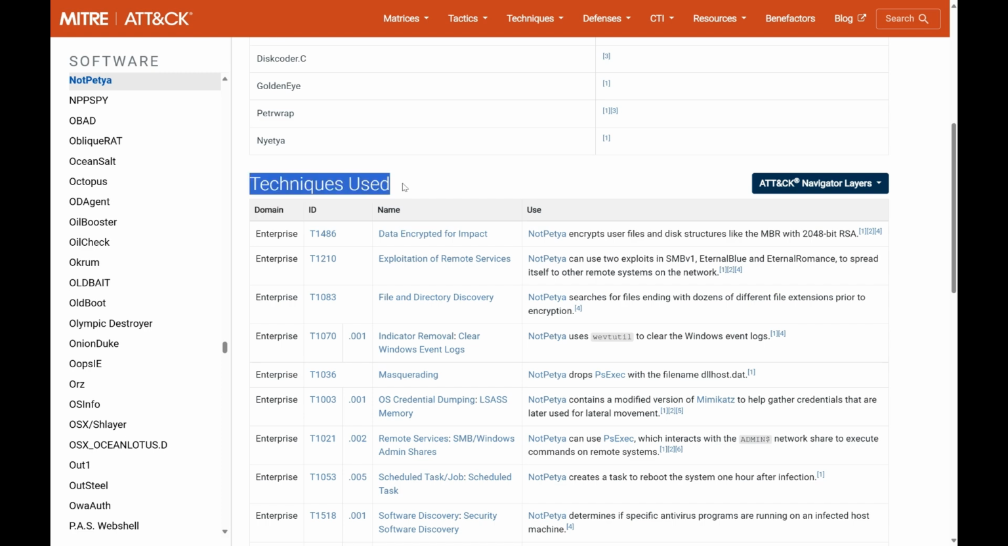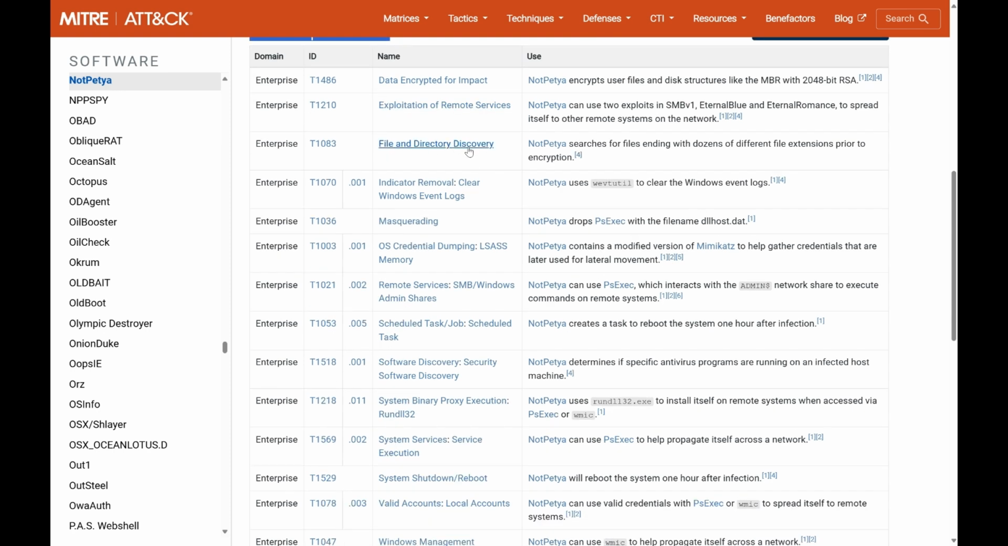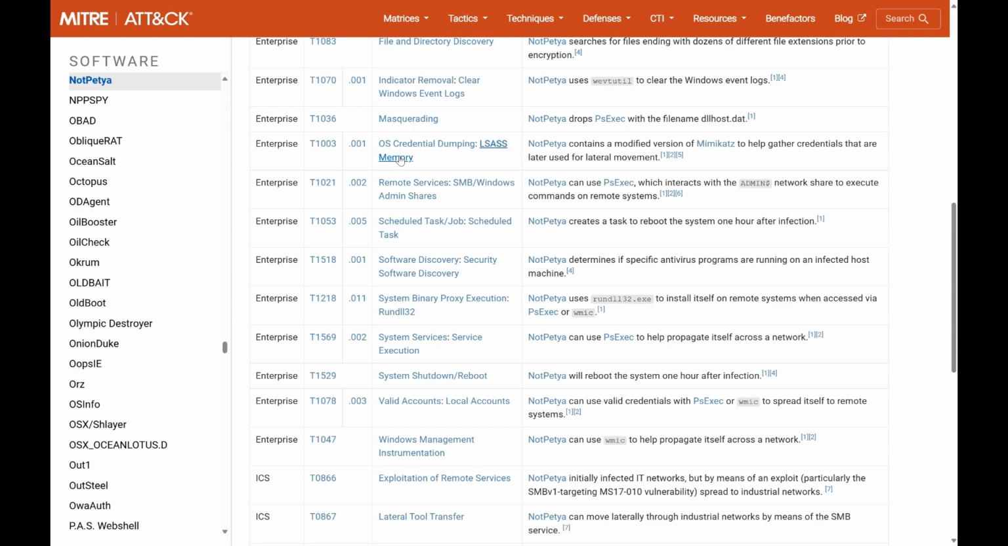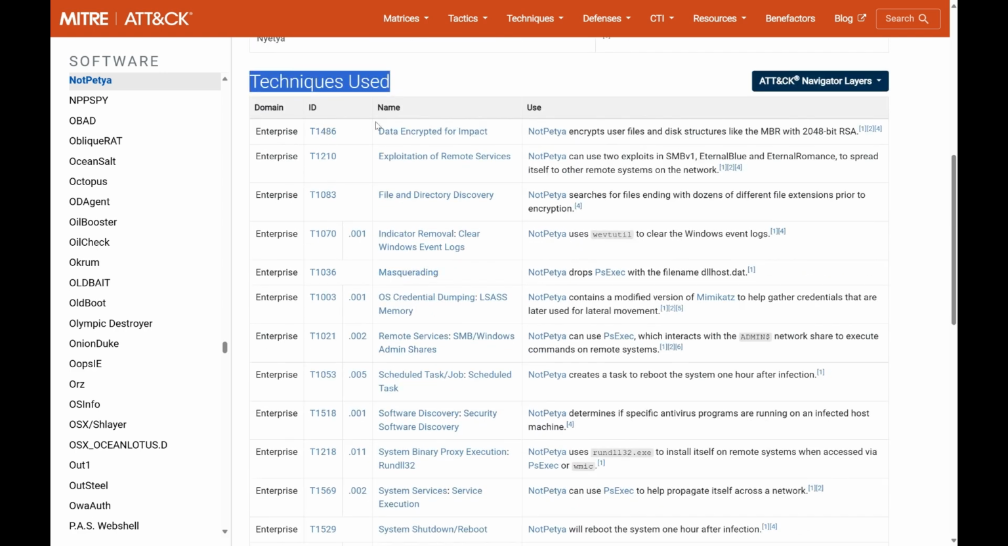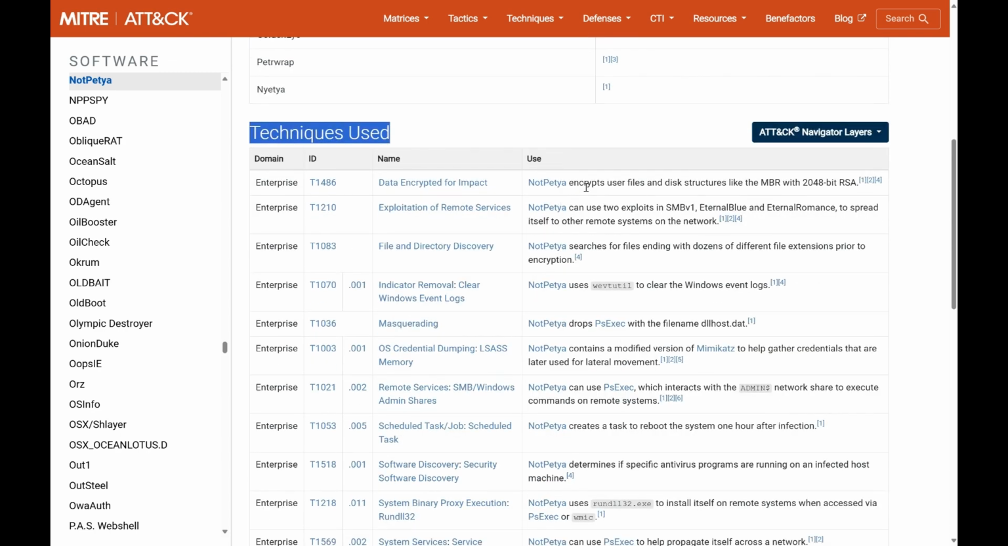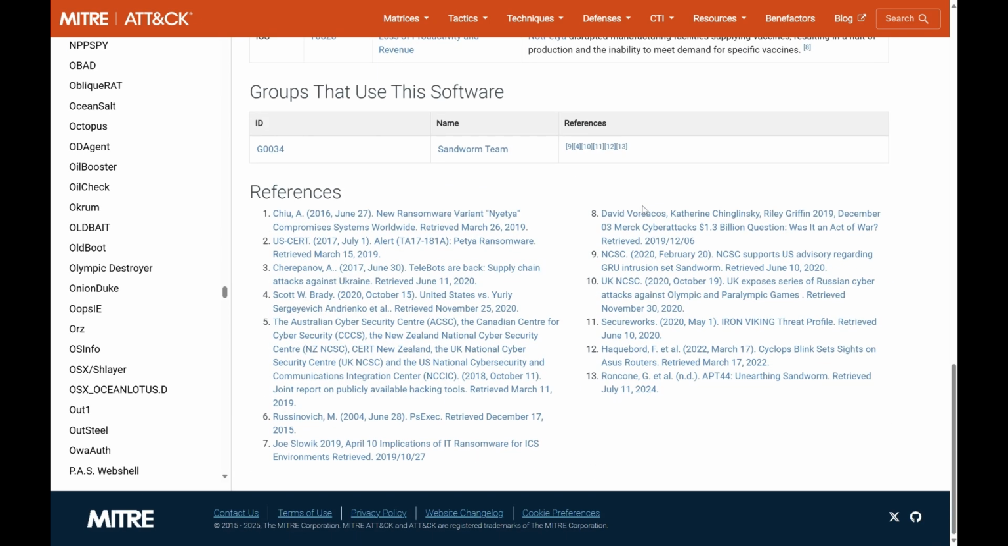And what techniques did they use? They used data encrypted for impact, exploitation of remote services, file and directory discovery, indicator removal, masquerading, OS credential dumping, and the list is so long, so I'm not going to cover it. Every technique has a technique ID, also a sub-technique ID, and here is the description of how they used it. You can go and check NotPetya, and here are some references. If you want to read articles about NotPetya, you can always visit the references.